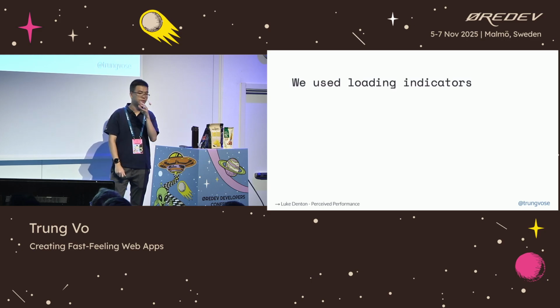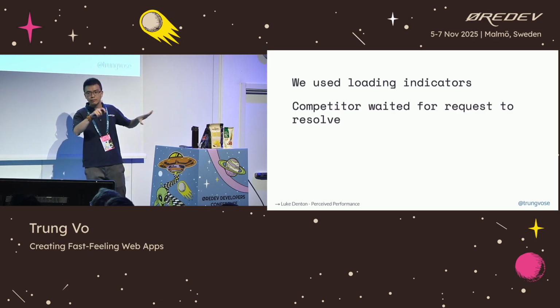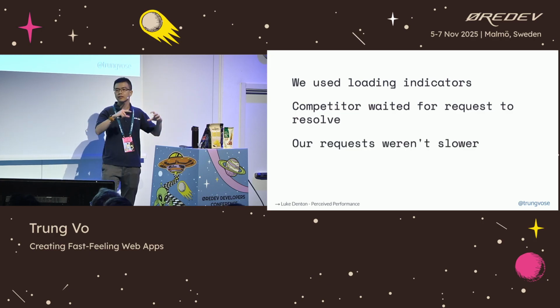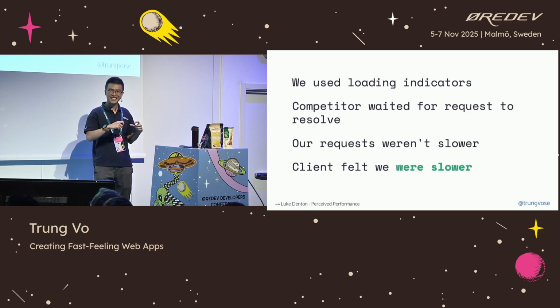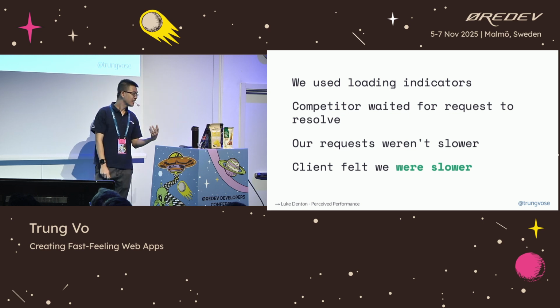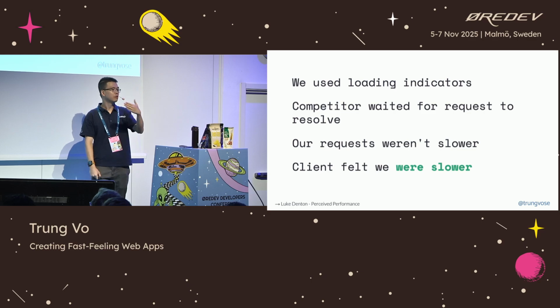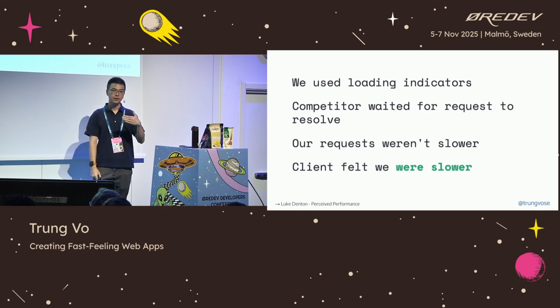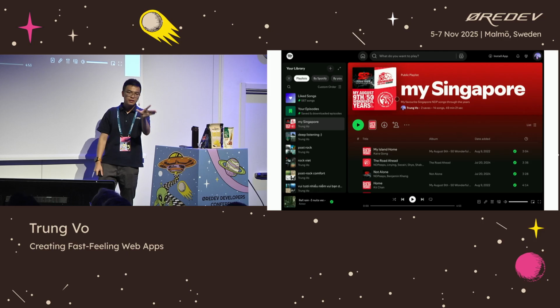And that is one of the case studies. There's a talk from Lok. He said they use a spinner, while the competitor doesn't use it at all. And then they checked the request wasn't slower. But the guy said, we got a lot of feedback that our site is so slow. So I think that does have an impact as you just see the spinner over and over, and you might feel it's a bit slower.